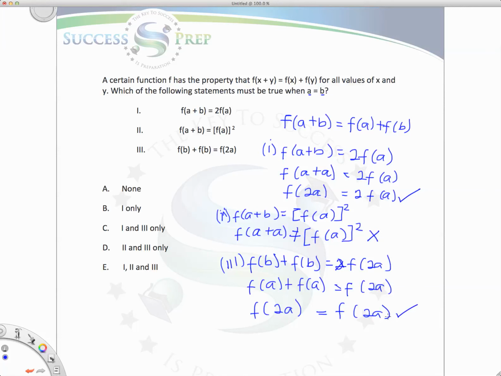So statement 1 and statement 3 are the only two statements that are correct. So in this case, your answer would be C.